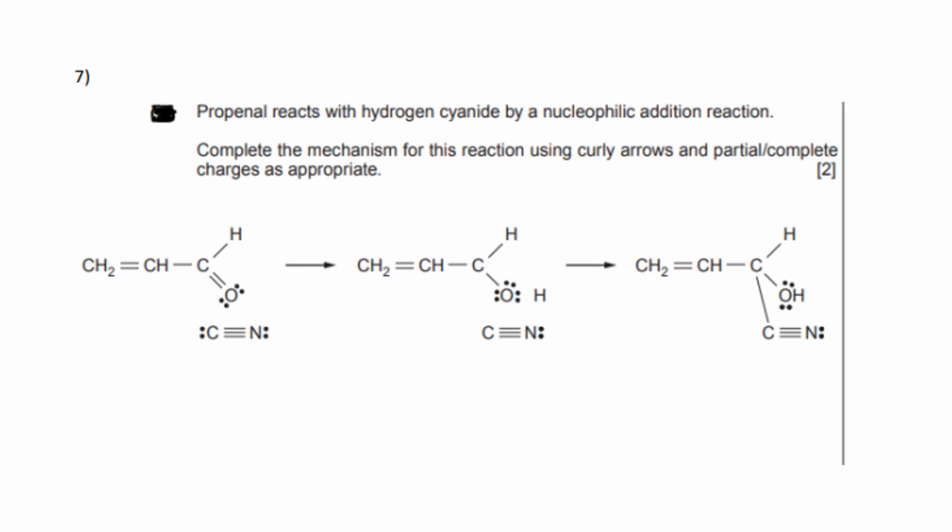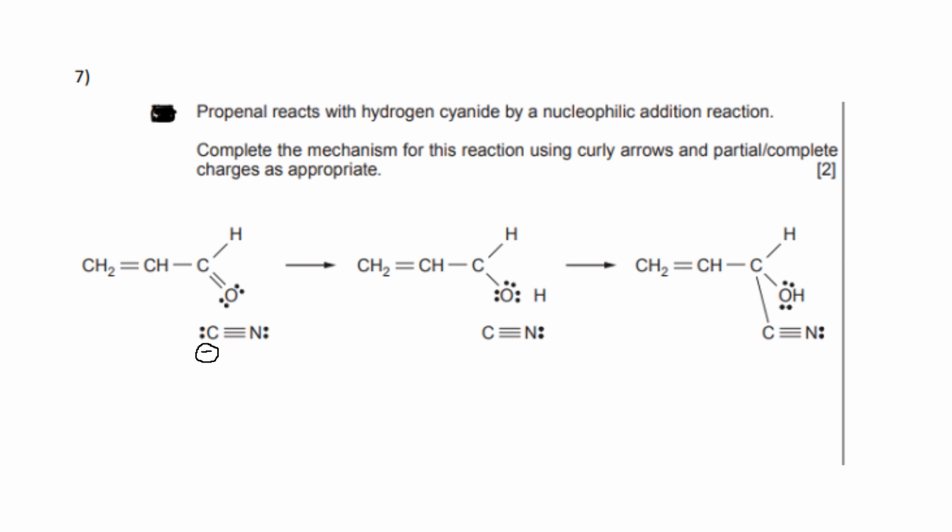Right, the next question is about the reaction of propanal, which has an aldehyde functional group, with hydrogen cyanide via nucleophilic addition, and it asks you to complete the curly arrow mechanism for the reaction using curly arrows and charges as appropriate. So the first thing to notice is that the carbon of the C triple bond N should have a negative charge on it, a full negative charge. So we put a minus in a circle there.